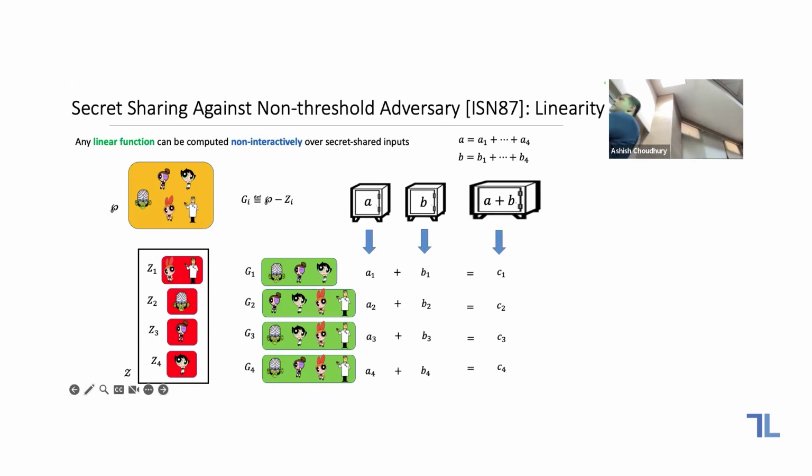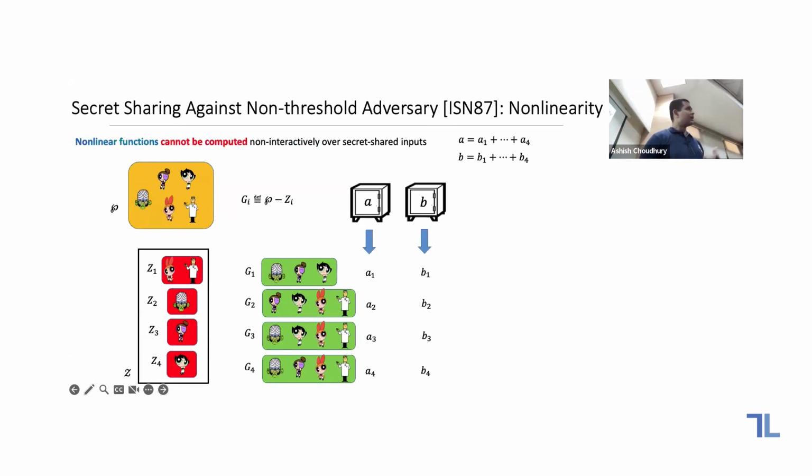And that's why it satisfies the linearity property. That means if you have secret shared values and you want to compute any linear function of those secret shared inputs, then the same thing you could have performed over the shares of those inputs. That's good. Okay. But what about the multiplication?